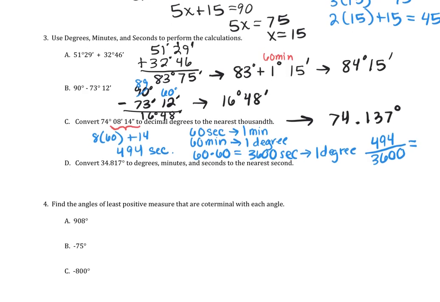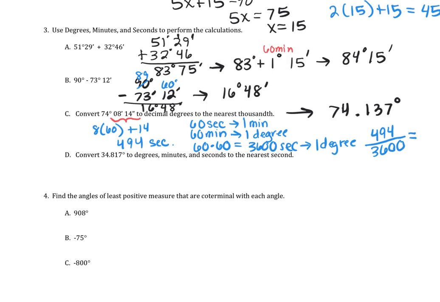All right, we're going to convert 34.817 degrees to minutes and seconds. Here's how this works. We already have our degrees: 34 degrees. Let's take our portion, 0.817, which is part of a degree. If we multiply that by 60, this will tell us the number of minutes that we have. Degrees to minutes.